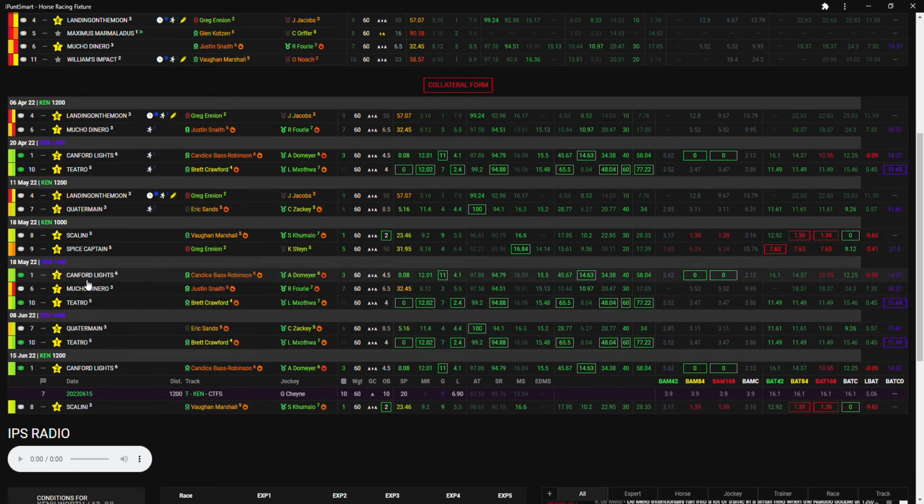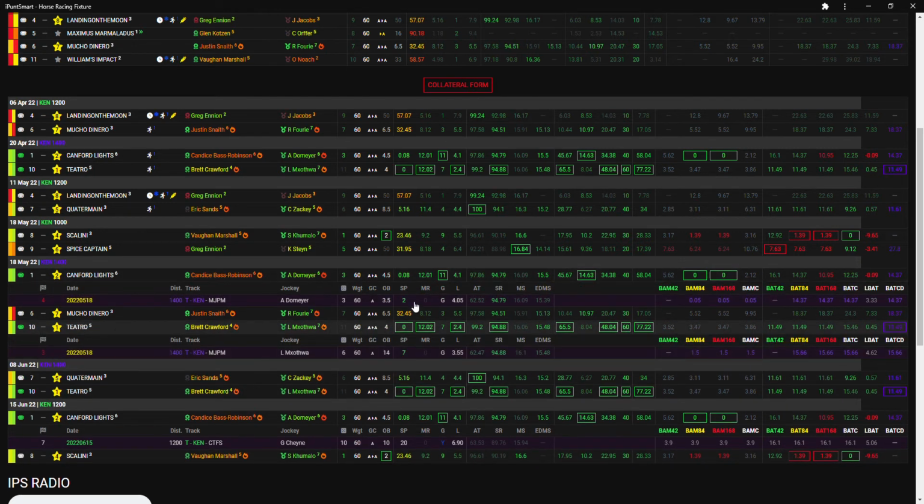So I can also look at Canford Lights here versus Teatro, for instance. And I'll see both carried 60. Teatro was 3.5 lengths behind the winner, and Canford Lights was 4.05 behind the winner. So there's only half a length between these two, but interesting to note is Teatro was backed in from a 14 into a 7 to 1, and Canford Lights was backed in from a 3.5 to a 2 to 1. A lot of money for Teatro on that previous run.